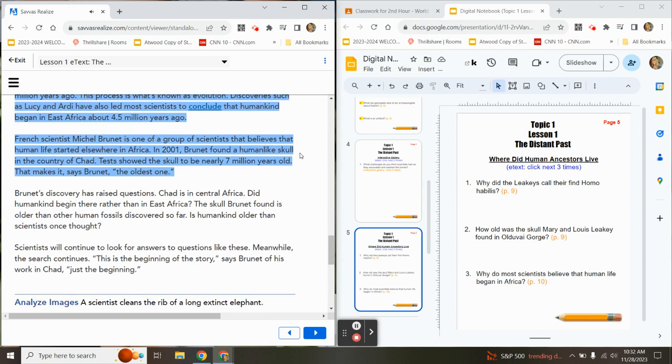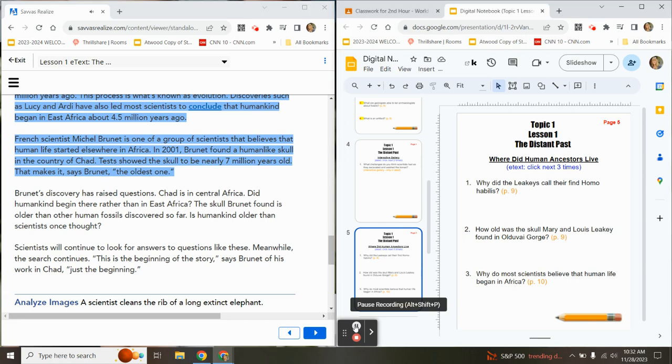Brunet's discovery has raised questions. Chad is in Central Africa. Did humankind begin there rather than in East Africa? The skull Brunet found is older than other human fossils discovered so far. Is humankind older than scientists once thought? Scientists will continue to look for answers to questions like these. Meanwhile, the search continues. This is the beginning of the story, says Brunet of his work in Chad.